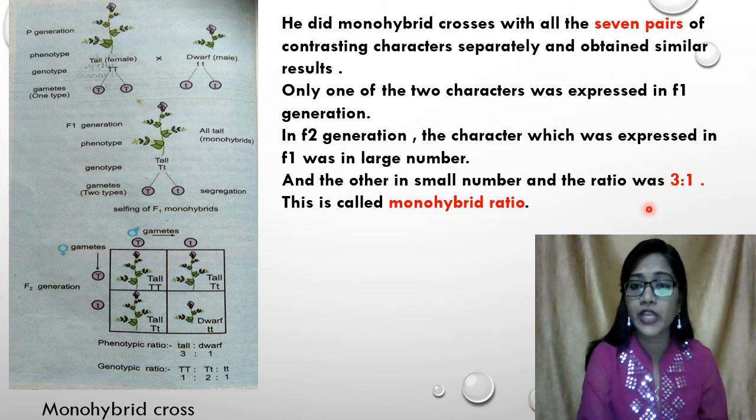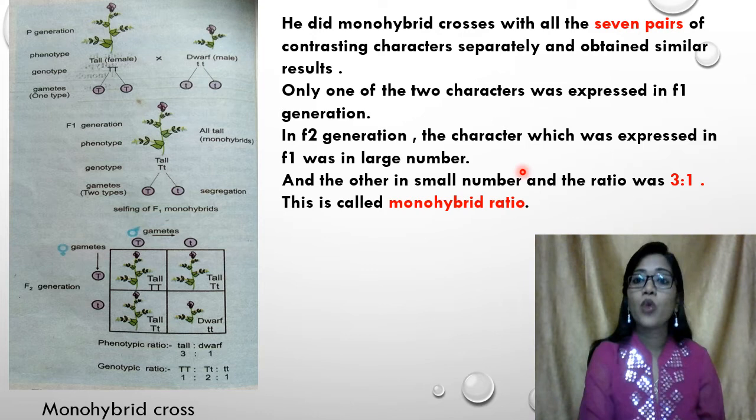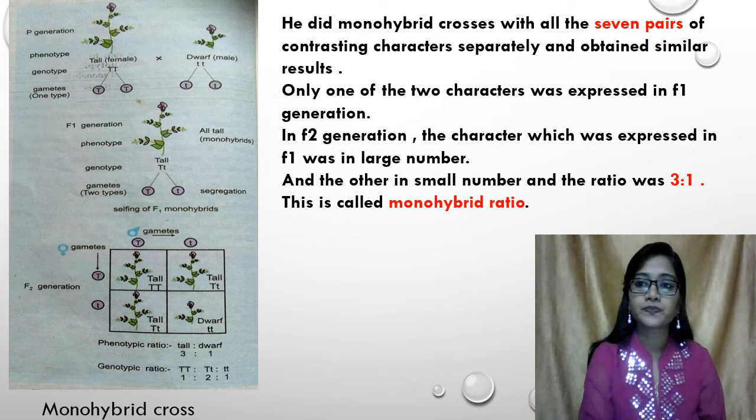Now this point is very important if you are attempting a question on monohybrid ratio. What is monohybrid ratio? That you have to write, and the number, that is 3:1, that you have to write, because it is the characteristic feature of the monohybrid ratio.